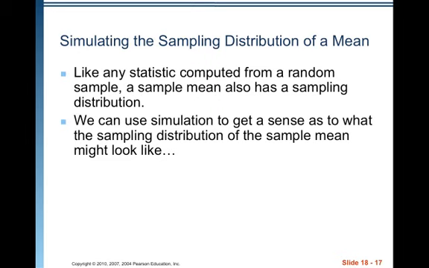Like any statistic computed from a random sample, a sample mean also has a sampling distribution because it is a random variable. We can use simulation to get a sense as to what the sampling distribution of the sample mean might look like, and that's what we're going to do in a second. We also did that when we did the penny activity.